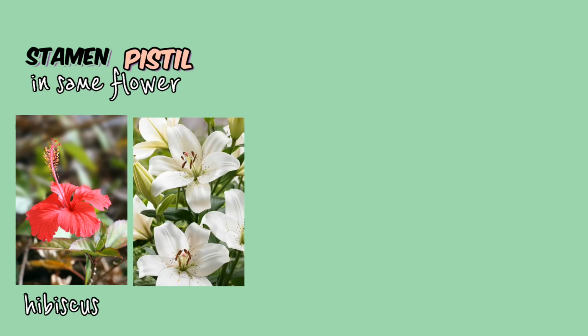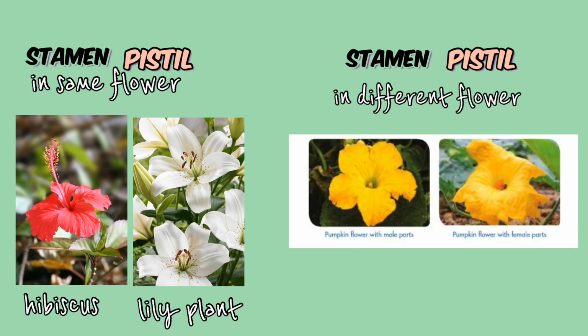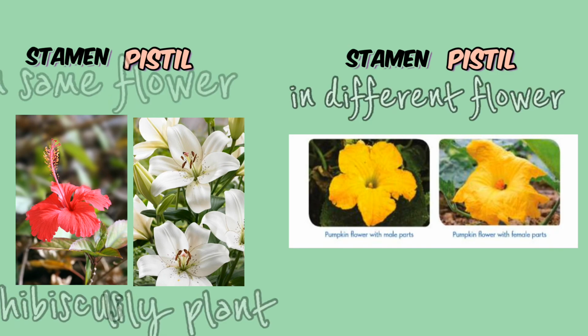Some flowering plants have the stamen and pistil in the same flower, in one flower. The examples are hibiscus and lily plants. But some flowering plants have stamens and pistils in different flowers. For example, the pumpkin flower. Now, please observe in your house which flowers have stamens and pistils in the same flower or in different flowers.